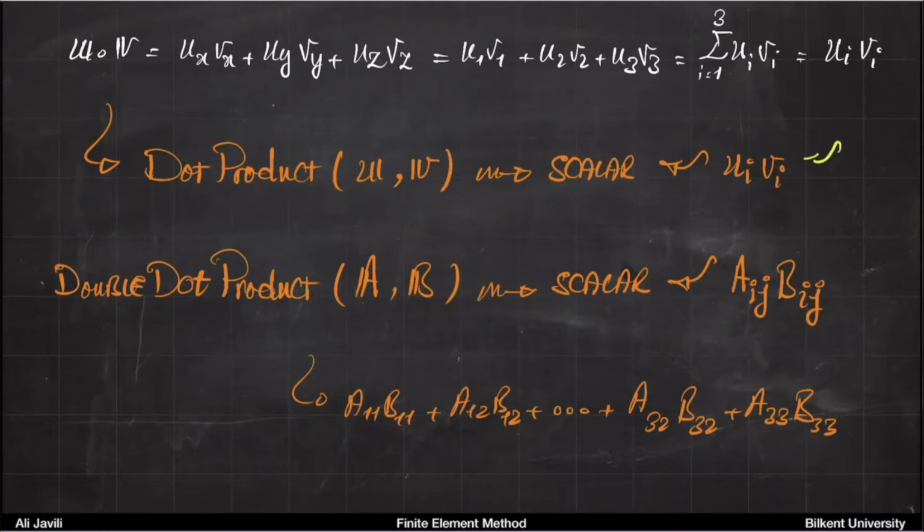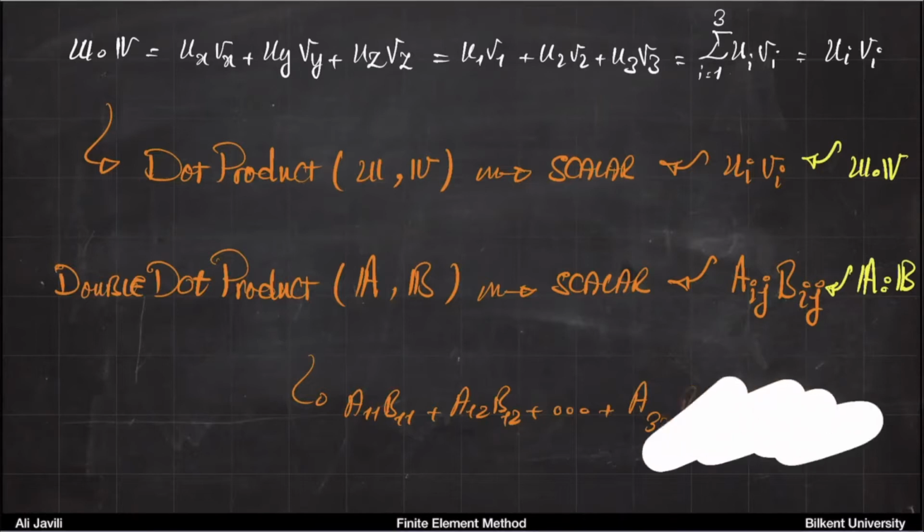So remember here, this dot product is just u dot v, so it is one dot. Here you can write this a, two dots, and then b. Okay, so we write this double dot product like that for simplicity, to distinguish between the two. It's a nice definition, and it comes handy later for us.